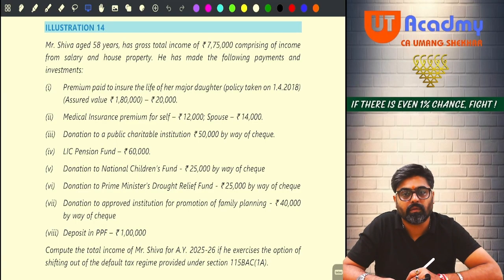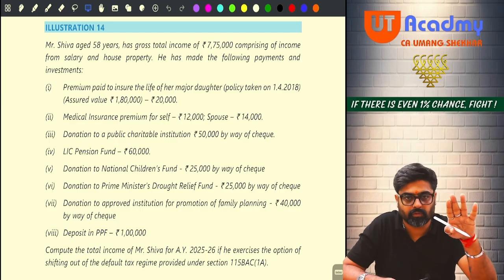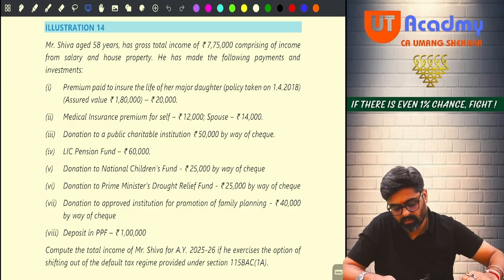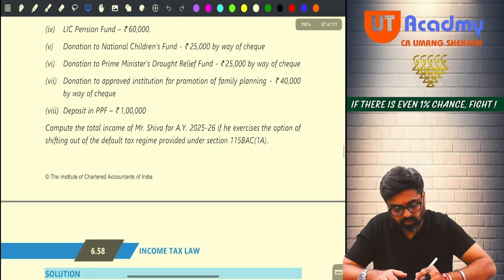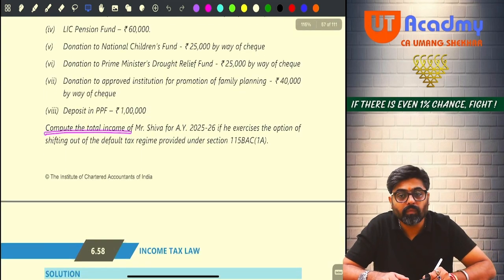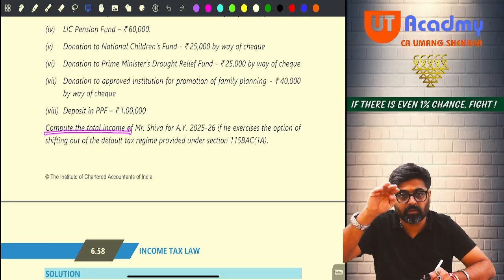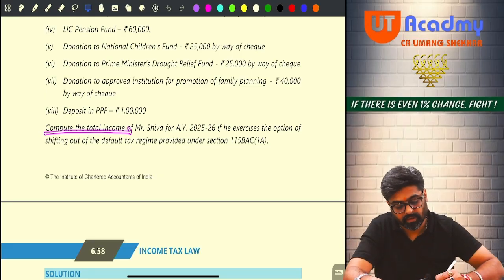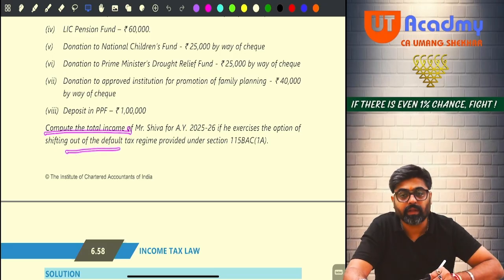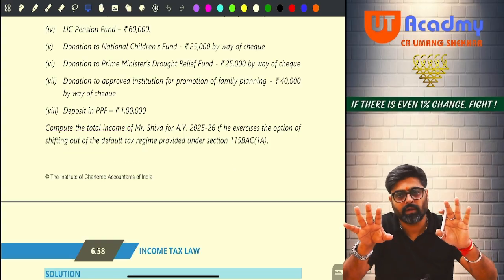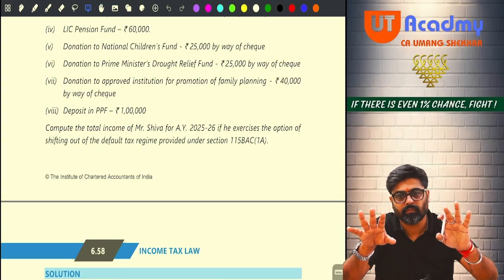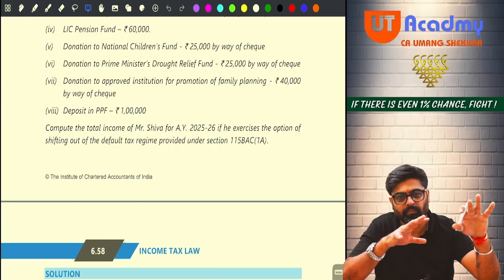Pay attention. When you are going to solve this question, first see what the examiner wants you to do. You have to keep this in mind. From this question, you are supposed to compute total income, assuming that you are shifting out of the default tax regime. Now, do you know how to calculate total income?